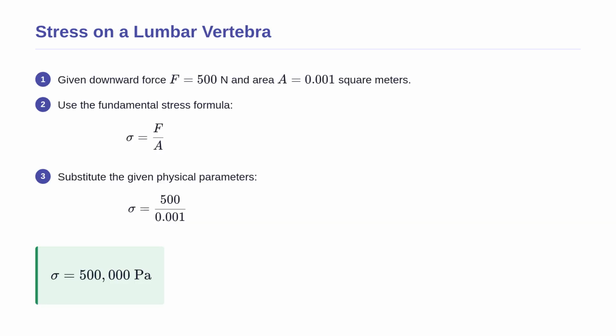Now that we have our formula, let us apply it to a human standing upright in a relaxed posture. We are given a downward force of 500 newtons on the fourth lumbar vertebra, which has a cross-sectional area of 0.001 square meters. We want to find the compressive stress. We use our formula, sigma equals F over A, and substitute our values. Dividing 500 by 0.001 gives us a final answer of 500,000 pascals. Physically, this means the bone easily supports the load, well within its safety limits.